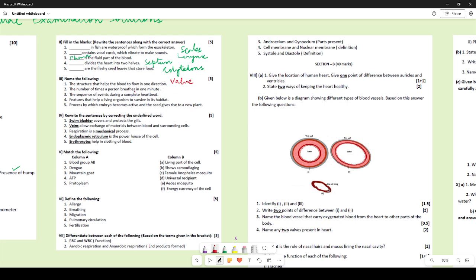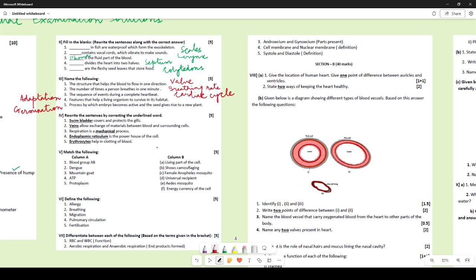The number of times a person breathes in 1 minute, that is called as the breathing rate, right? Now, the sequence of events during a complete heartbeat, that is called as a cardiac cycle. Features that help a living organism to survive in its habitat is called as adaptation, right? Process by which embryo becomes active and the seed gives rise to new plant is called as germination, right?